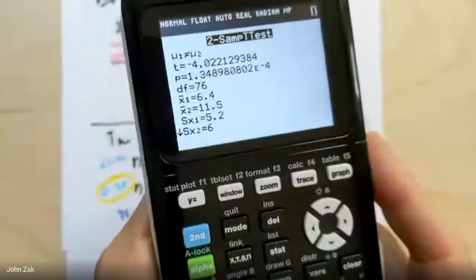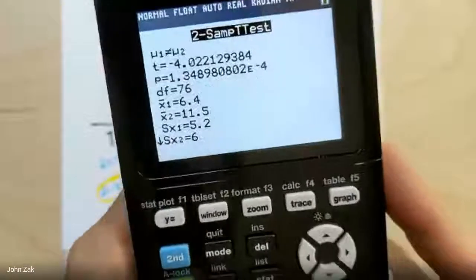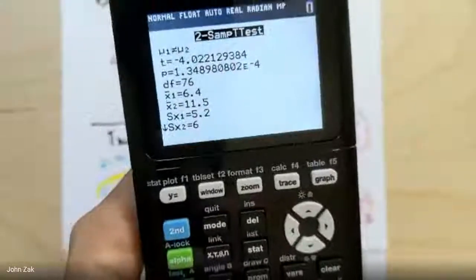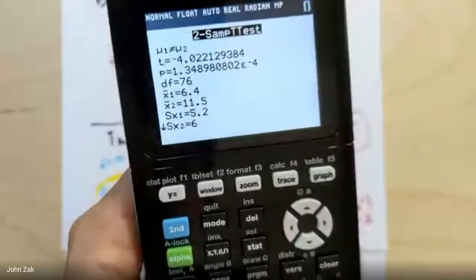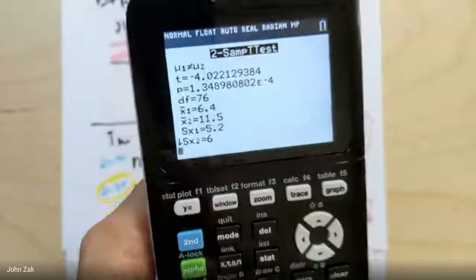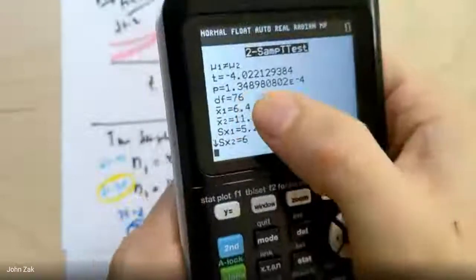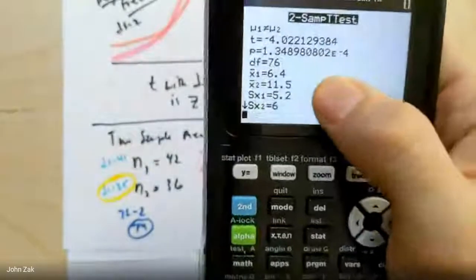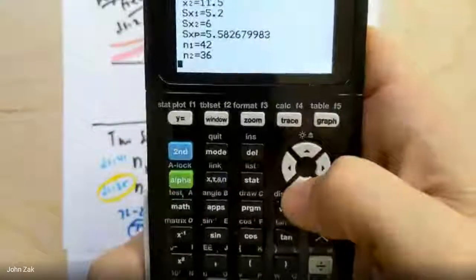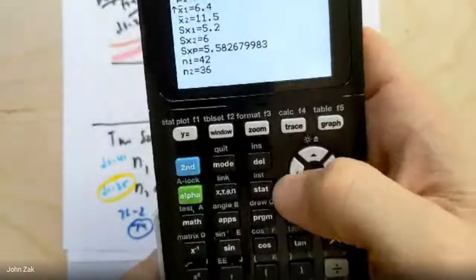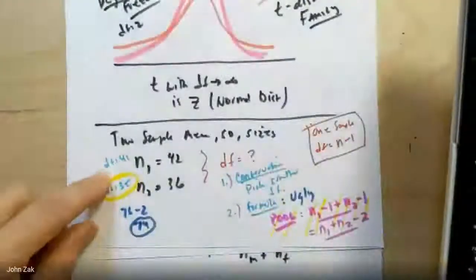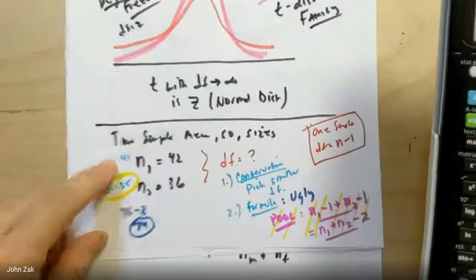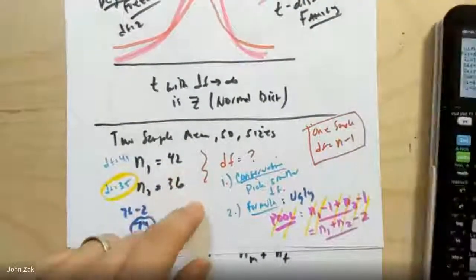Why does it say 76? It's supposed to be N1 plus N2 minus 2. Now I'm confuzzled, actually. That's interesting. That's something I need to think about. I don't have a good answer for why it said 76. I was certain it would say 74, unless I didn't add right. No, I don't know. Did I put in the sample sizes correctly? 42, 36. Oh, I put in the sample sizes wrong. I know why. I'm so dumb.